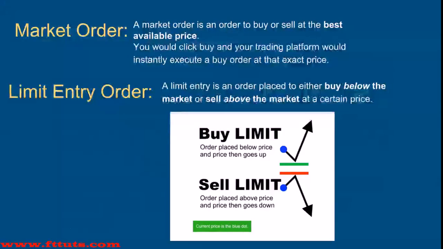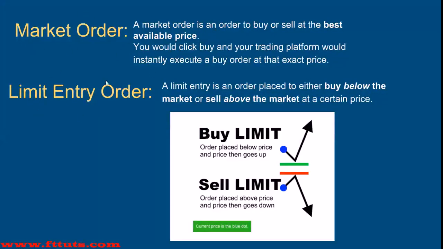A market order is usually the entry that I focus on the most because it's the very simplest order out there. You're basically buying or selling at the best available price. So if you want to buy the Euro USD right now, you click buy and you buy instantly, or you click sell and you sell that pair instantly. Your trading platform would instantly execute the order at that exact price. That's very straightforward, very easy to understand. You're going to be using this order most of the time.